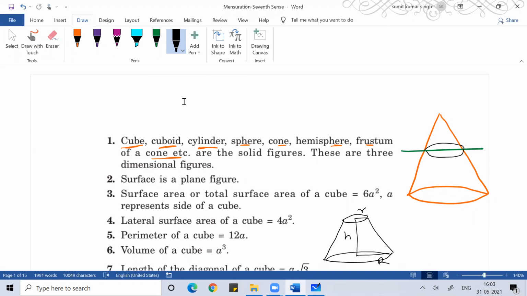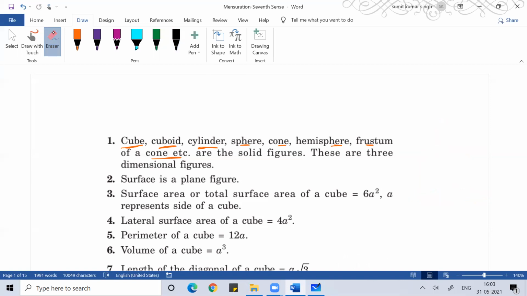Like if you talk about state boards, Karnataka state board, they simply ask the formula. What is the formula of volume of frustum? What is the formula of surface area of frustum for 2 marks? So altogether you can understand how you did that topic.